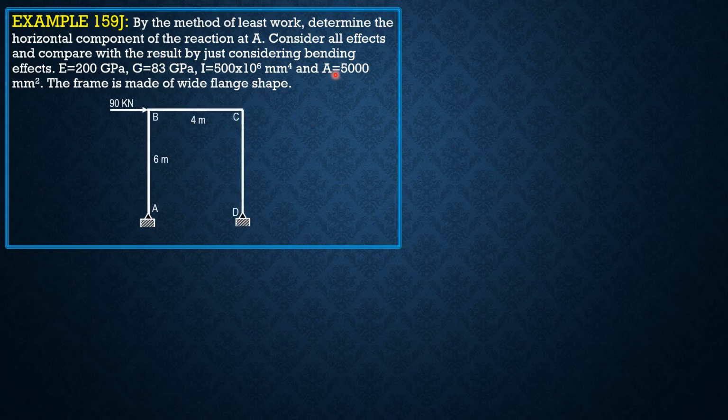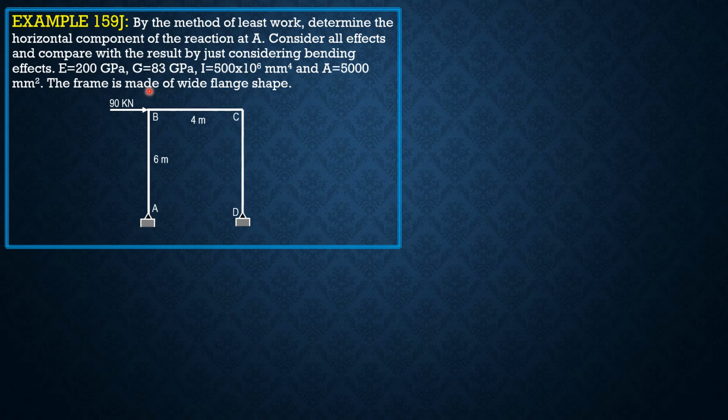So if the area is very high, you will notice that the other effects, axial and shear, will be negligible. Even in this problem, it will be negligible. But if the area is made, for instance, 100,000 mm square or 900,000 mm square, it will appear that the results will be identical.